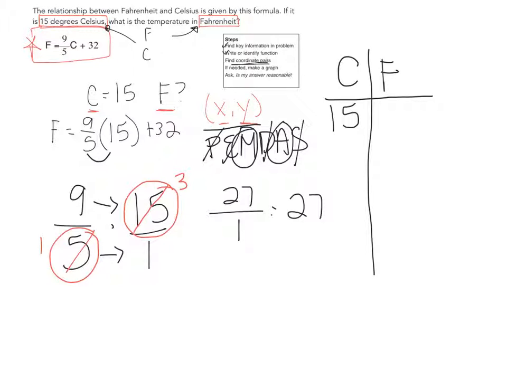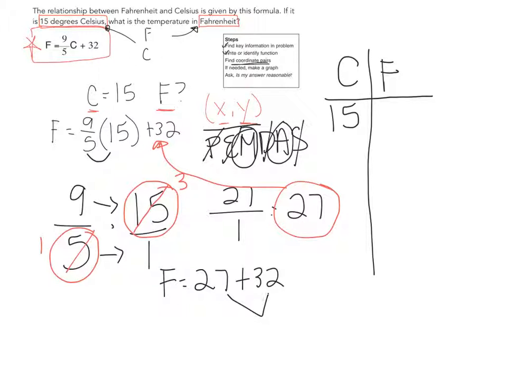Now let's not forget, we have to plug this back into our formula because we still need to do our addition. So plugging this back in, all we need to do is say F equals 27 plus 32. And I'm going to try and do this somewhat mentally. 7 and 2 are both in the ones place, so I know that's going to be a 9. 2 and 3 are in the tens place. Add those together and I get a 5. So here's my final answer.